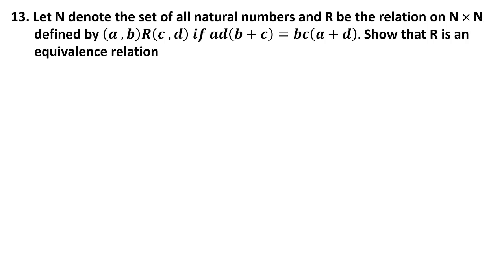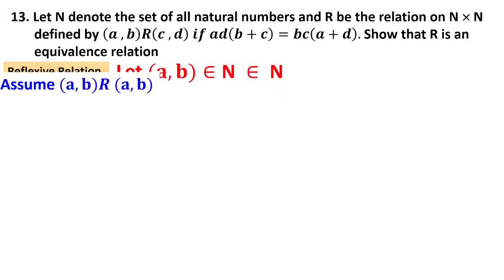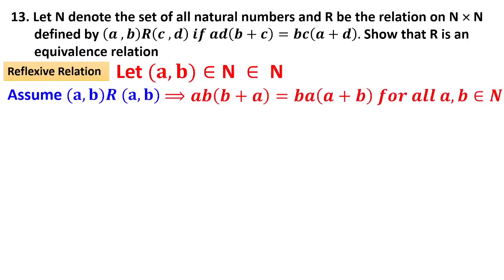Here, what are the mistakes you normally make? You are not taking the same element A comma B for reflexive. All of you are taking A comma A for reflexive. It is totally wrong. You have to take A comma B and prove that it is related to A comma B. I repeat once again, you have to prove that A comma B is related to A comma B, not A comma A. Be careful. Now I am going for reflexive. I will take A comma B and prove that A comma B is related to A comma B, using the same method which they have used.